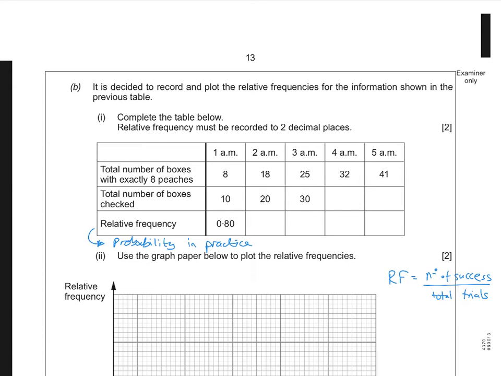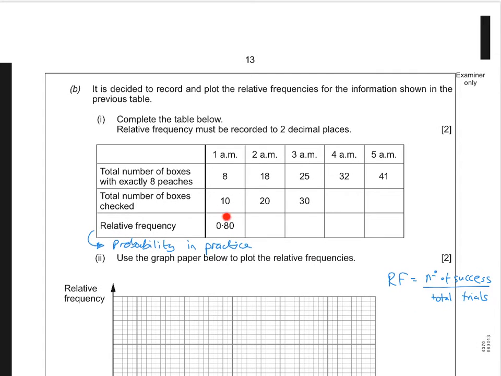So the way that this 0.80 has been calculated is by doing 8 divided by 10. To work out the next one, I need to do 18 divided by 20, and that is going to give me 0.90. Or just 0.9 would be fine here. Although, no, it wouldn't be fine, as it says relative frequency must be recorded to 2 decimal places, so make sure you read the question.